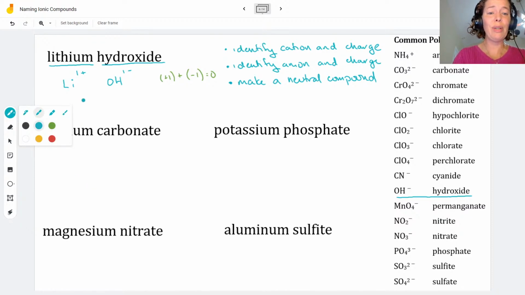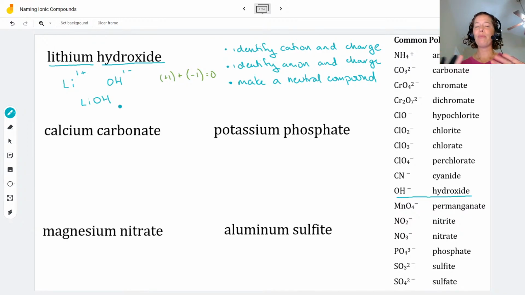So all I need to do is write LiOH, and that's it. You don't need parentheses. You don't need to write ones anywhere. That is lithium hydroxide just like that. Okay, let's go on to our next one.